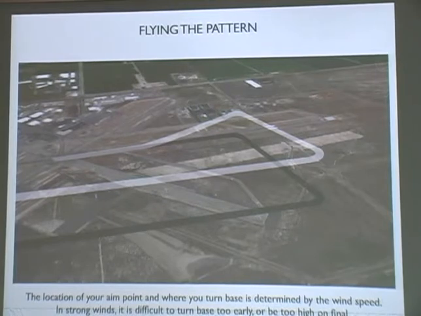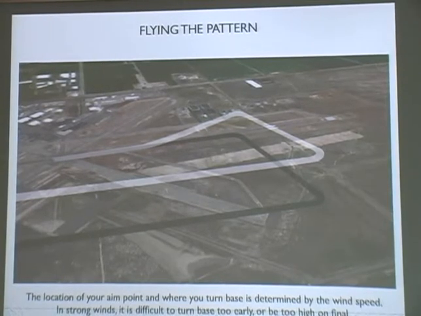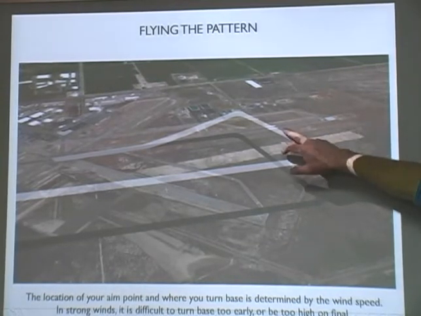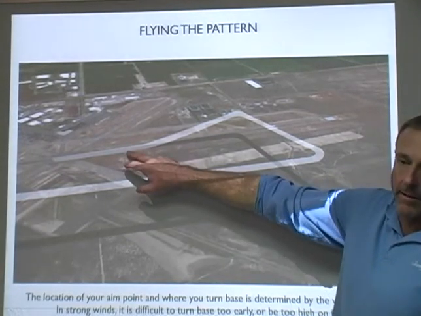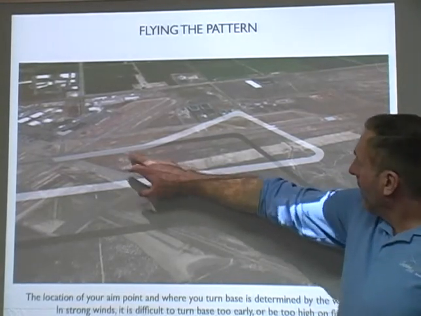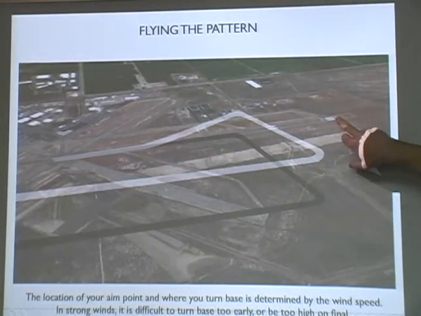Okay, if we're landing 1-6, kind of what I was talking about earlier in the SOP talk, is that you don't want to use your aim point right here because you'll stop right here. You want to try to touch down somewhere near this taxiway, the closed taxiway. So you probably won't even go to the end of the runway before you turn base.